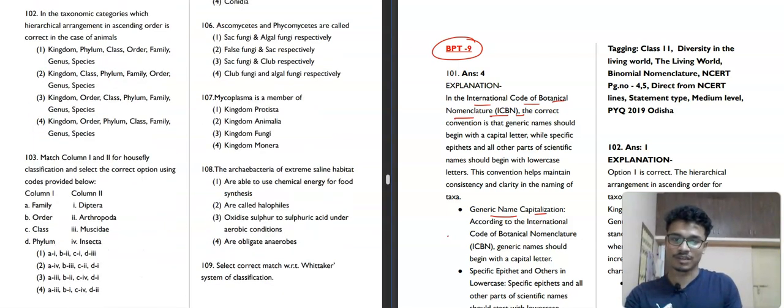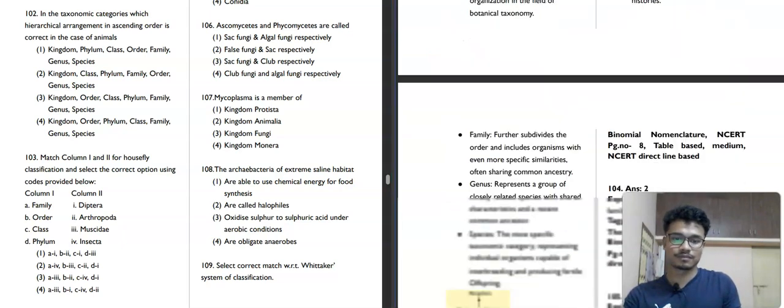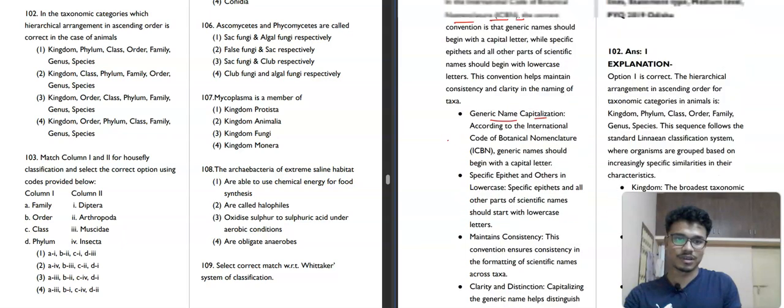Now we will move towards the next question. Question number 102. Where is it? Here it is. It is saying that in the taxonomic categories, which hierarchical arrangement in ascending order is correct for animals? Okay, so we'll read on.